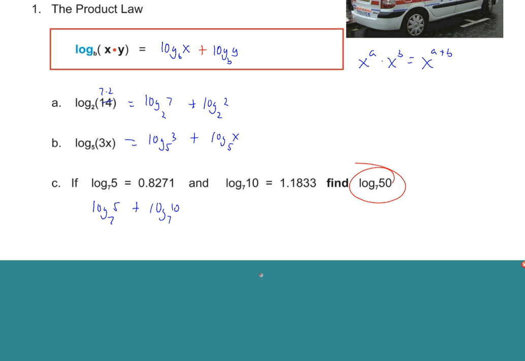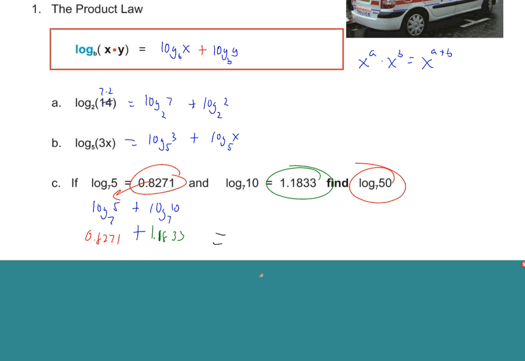And now it's just substitution. All right, so this is what the value of that one is, and 1.1833 is the value of the other. And we can just add those up wherever you end up. Use your calculator. Looks like it's 2 point something, right? Anybody add that up?